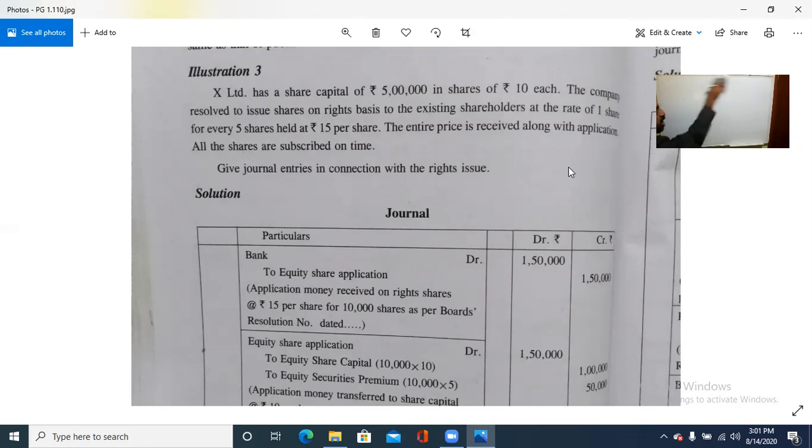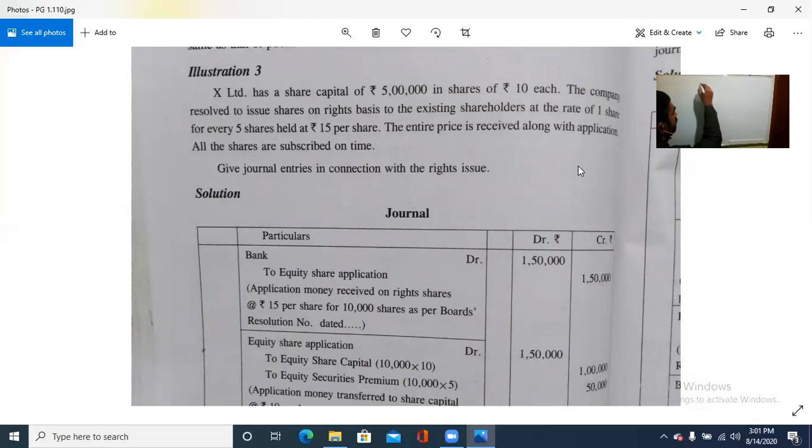So how did we get that? 5 lakh total value of the share, to be divided by 10. So it is 50,000. For the 50,000, 1 share at the rights issue is 5 shares. So 50,000 into 1 by 5, that is 10,000 shares you need to consider with the premium.